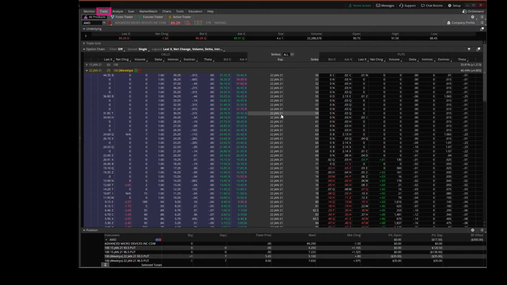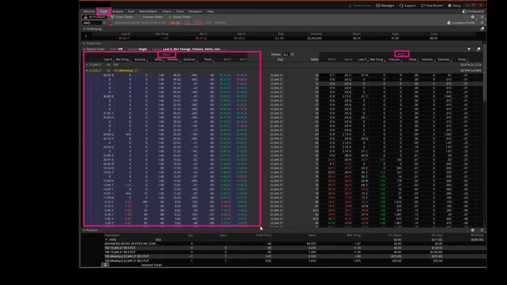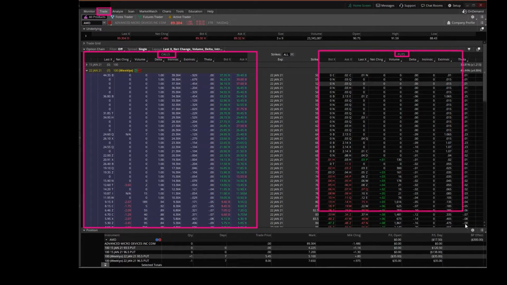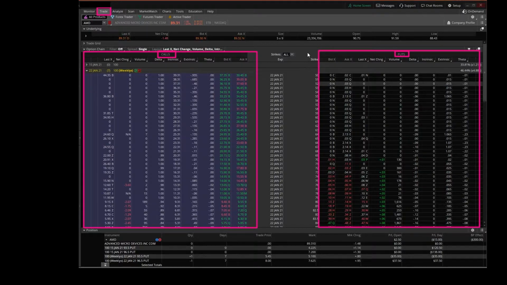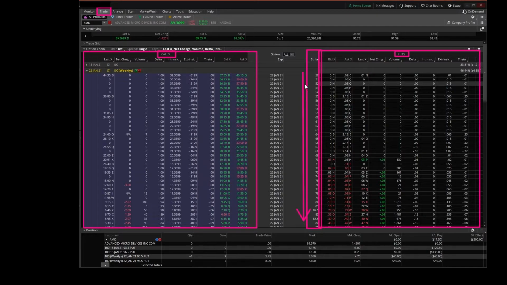Notice that there's 2 sides of each options chain. Here we see that the book is split into 2 sides, one for calls and another for puts. This is the call side here, and this is the put side. Notice the center column, which outlines the strike prices. These strike prices are listed in ascending order, so they go from smaller to larger as you go from the top to the bottom of the page.